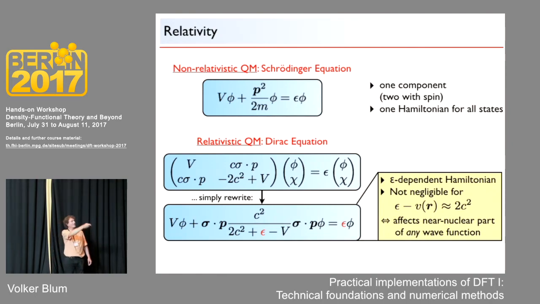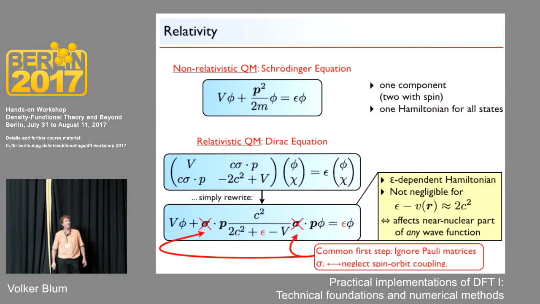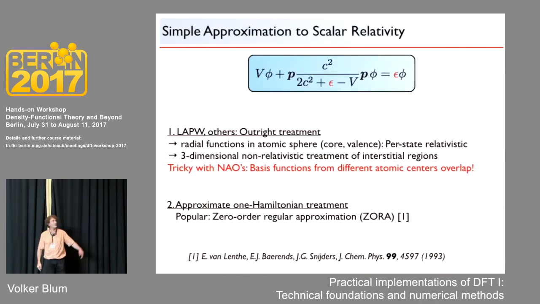The second thing is that these matrices here hang around, and a common first step to get to scalar relativity is to simply ignore them and you solve the equation without them. And then we still have the problem that the eigenvalue appears explicitly on both sides of the equation. So it's no longer a linear eigenproblem even formally. We have to solve that. There are ways to do this. In the interest of time, I'll go over them relatively quickly.